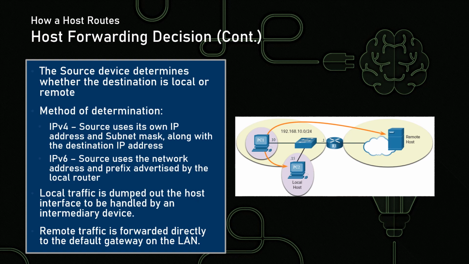The source device determines whether the destination is local or remote, and will use its method of determination based on what version of the IP protocol is involved. In version 4, the source uses its own IP address and subnet mask along with the destination IP. In version 6, the source is going to use the network address and prefix advertised by the local router. Local traffic is dumped out the host interface to be handled by an intermediary, and remote traffic is forwarded directly to the default gateway on the LAN. And this is a big part of why having your default gateway established correctly is so important.